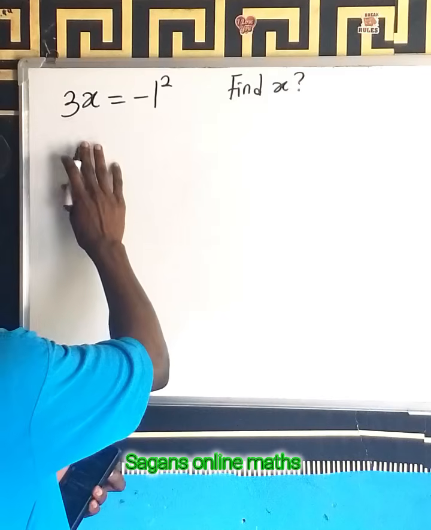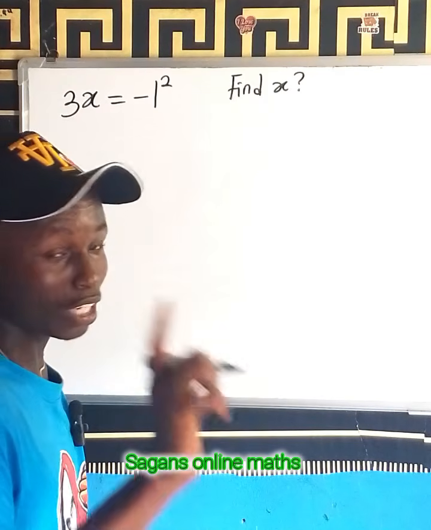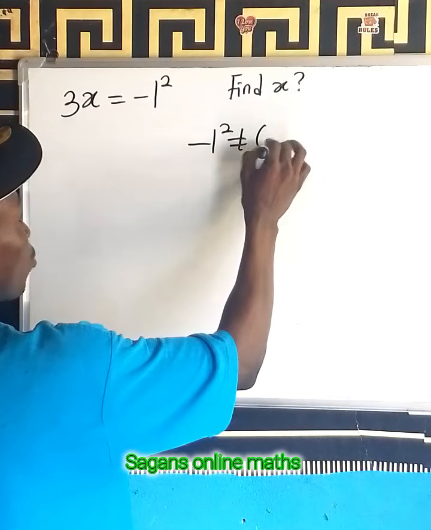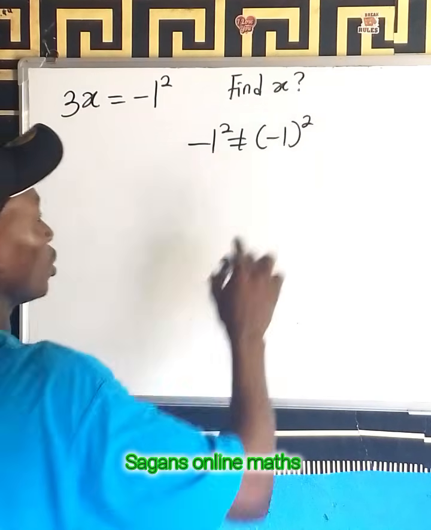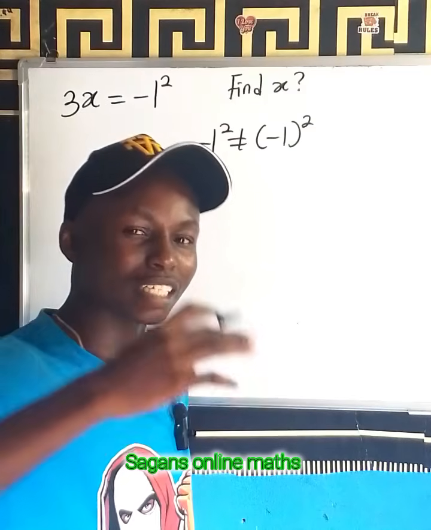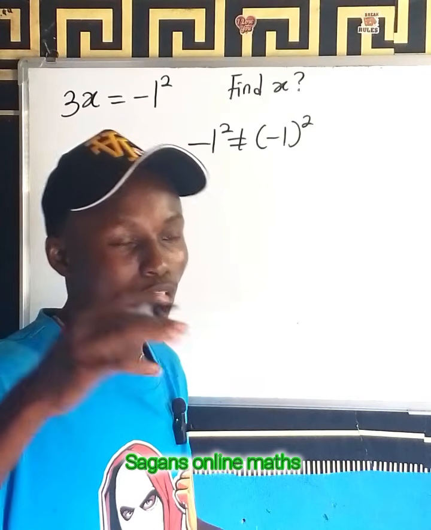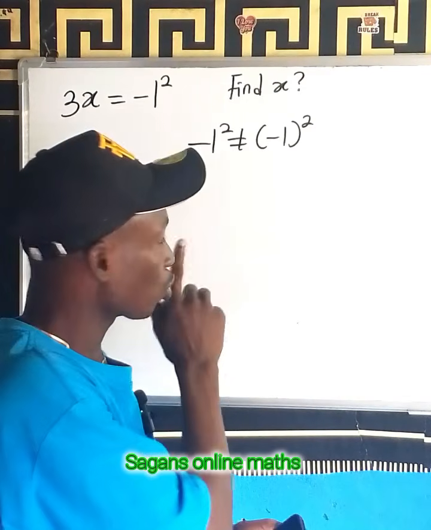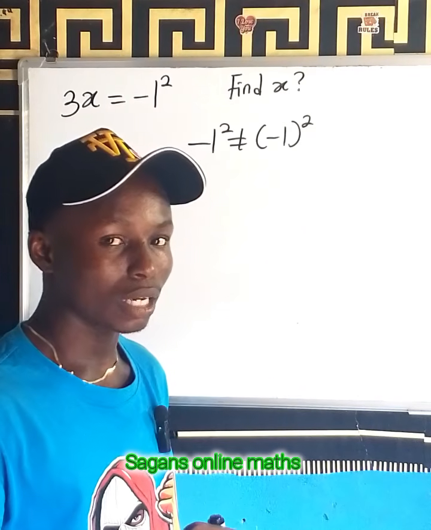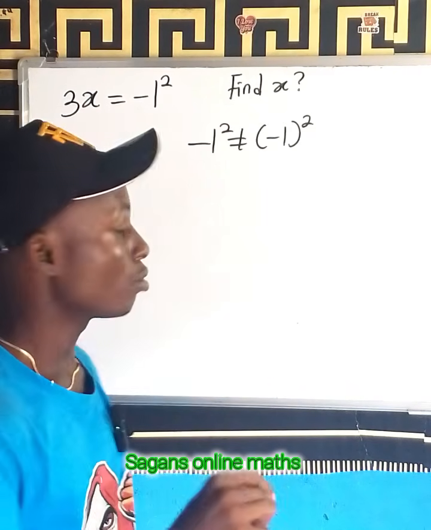Now, before you can solve this question, I want you to understand something very interesting and important: minus 1 squared is not equal to (minus 1) all to the power of 2. This is where the mistake is coming from. Please take note of this. I've done videos like this several years ago, but I have new followers who are not taking note of this, and it's very important. Whenever I ask you to be careful, you have to be careful.